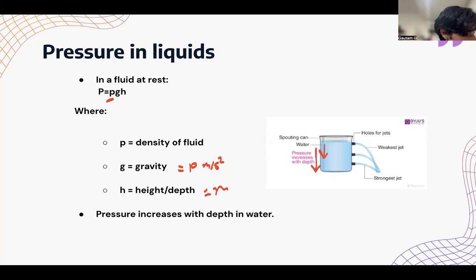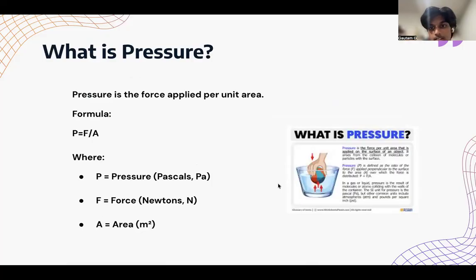I think that makes pretty much sense. If you guys have any questions, feel free to pop in chat. We'll do some questions with pressure today if we have time at the end of class, or maybe next time. But that's just a quick overview of pressure. Do you guys have any questions about pressure?